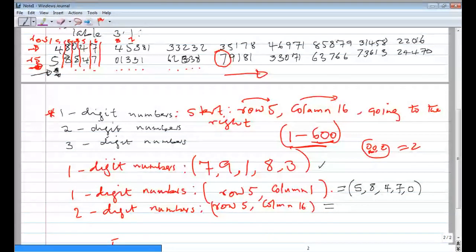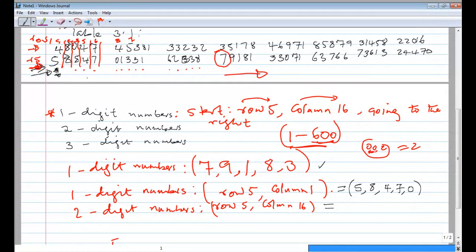Okay, let's go to 2-digit numbers. Now, the starting point is what? Row 5, column 16. Row 5 is this one again, so column 16 is here. This is the starting point at 7. But remember, because we are dealing with 2-digit numbers, it's going to be this one. This is the starting point for 2-digit numbers now. So the first value is what? 79.